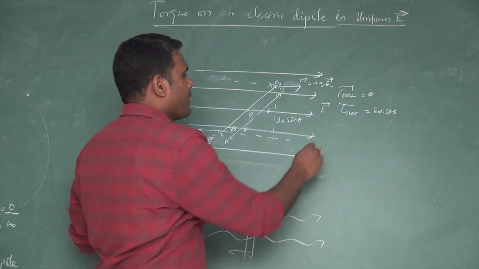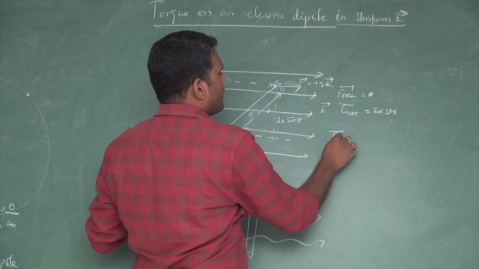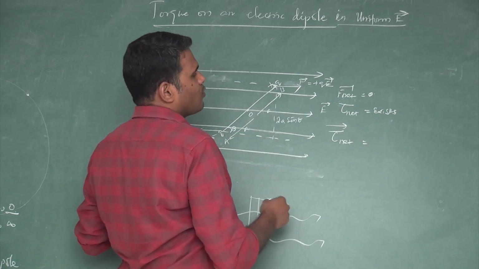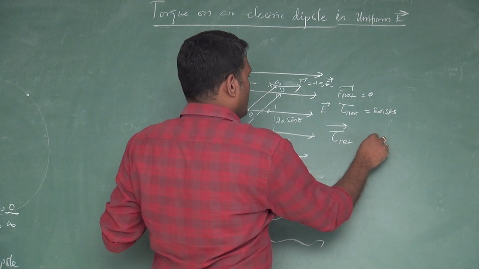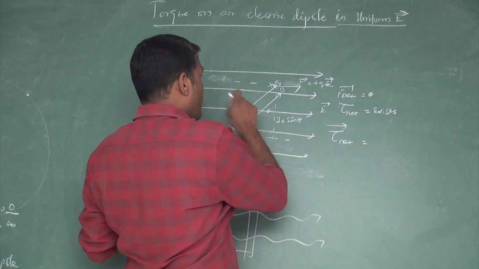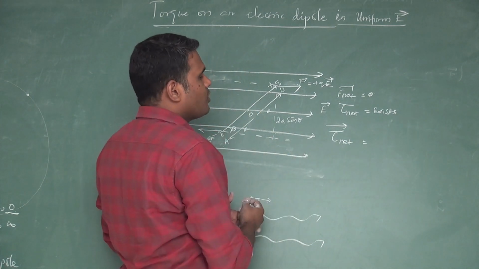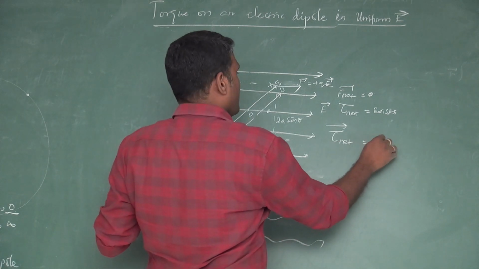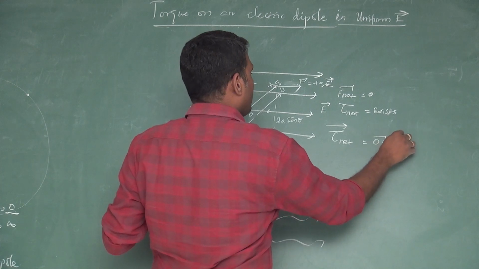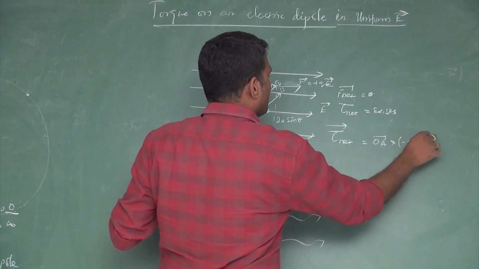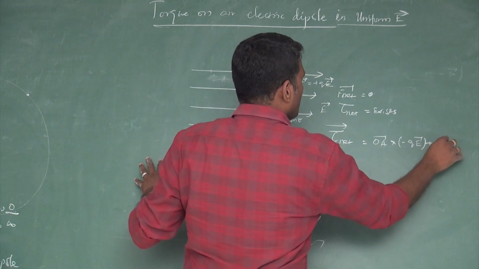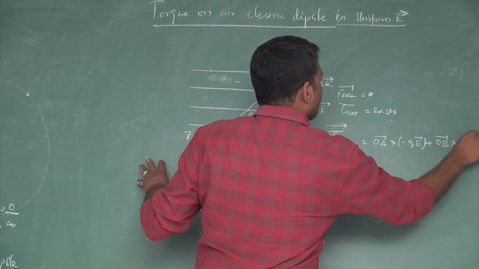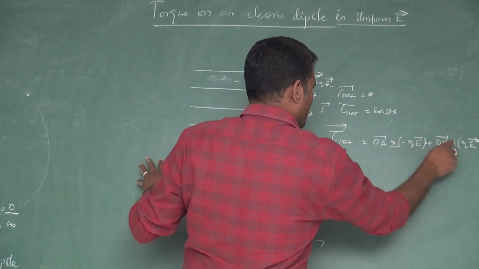We can say here the expression for net torque can be given as tau net vector is equal to, or the torque about the point O. We are going to speak about the torque about the point O. The net torque about the point O is given by OA vector multiplied by minus of Q into E vector plus OB vector multiplied by Q into E vector. Actually, this is a cross product.